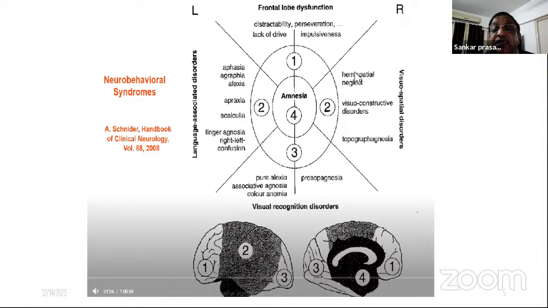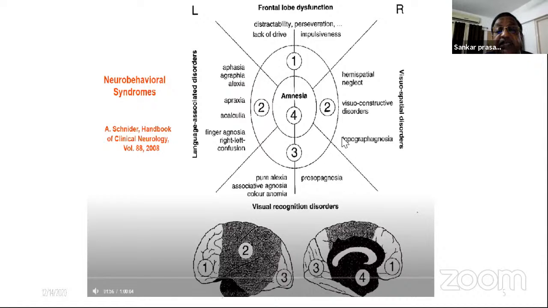The second part is on the right side: hemispatial neglect, visuoconstructive disorders, and topographic agnosia. These are the visuospatial disorders of the right cerebral hemisphere. On the left side, you have the language-associated disorders like aphasia, agraphia, alexia, apraxia, acalculia, finger agnosia, and right-left disorientation, the Gerstmann syndrome. The third is the posterior part in the occipitotemporal lobes.